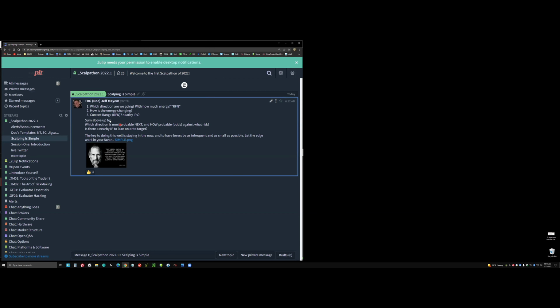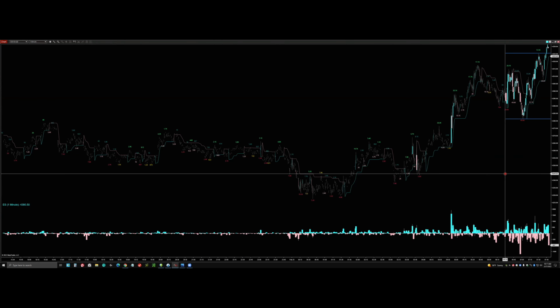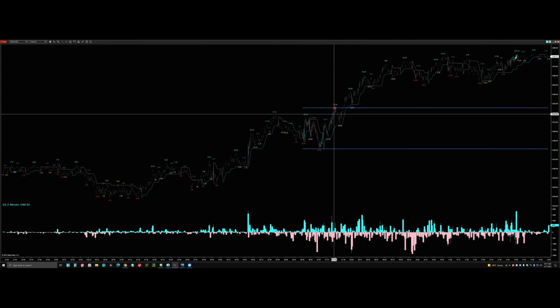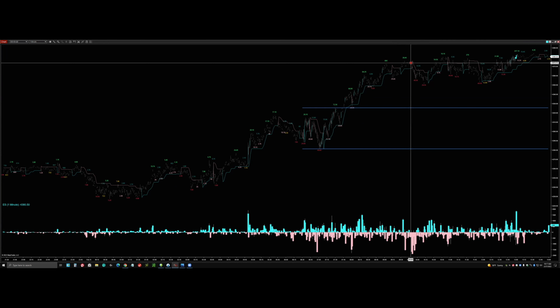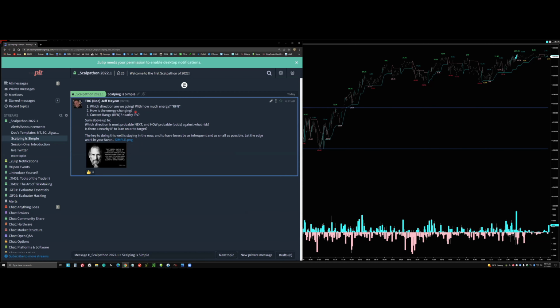So read this again. Okay, which direction are we going with how much energy right now? How is that changing? Is it diminishing? What's an example of that? Well, let's go back and look at that 1 minute. Once that trend started and got going, it was pretty clear it was trending. But then once we got to right here and we did this, you could say correctly, and that's the right interpretation, that the energy started to diminish. Instead of being one-sided, number one, it stopped going up as aggressively, and number two, we started getting downside aggression.